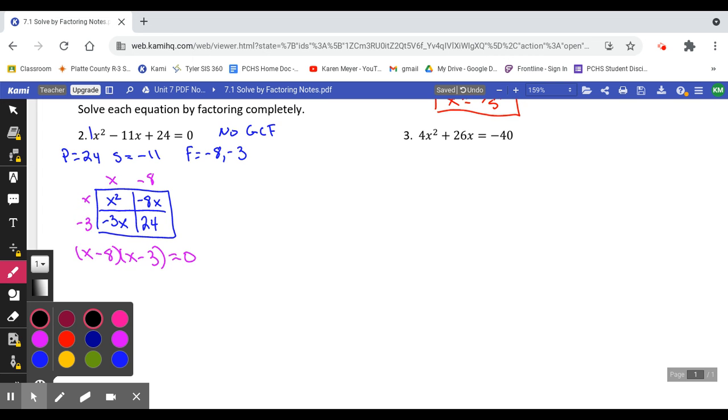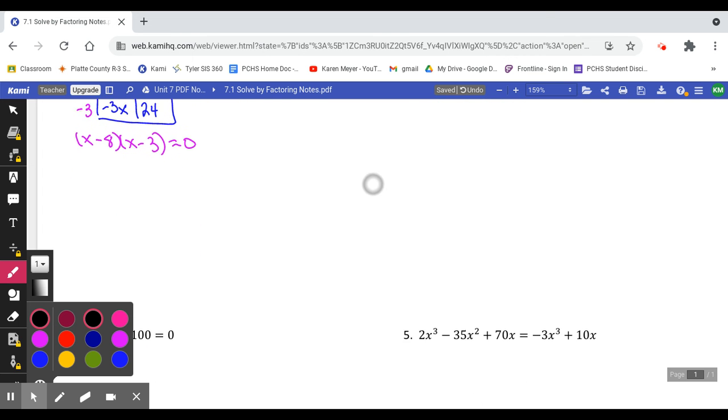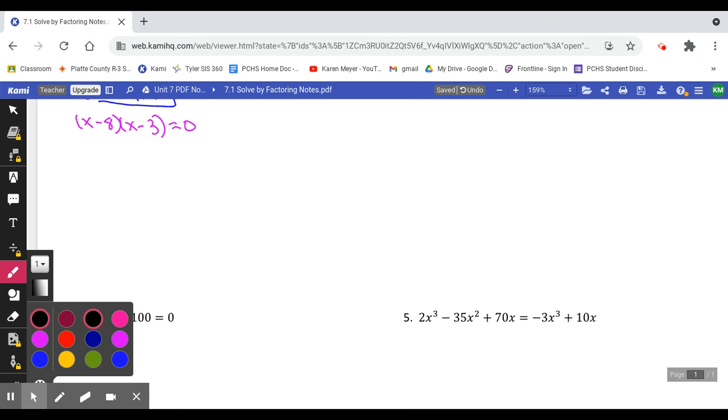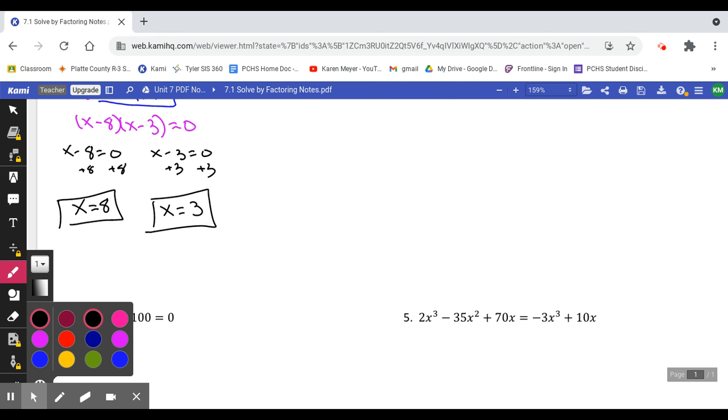And this is what we did in our last unit. So now the solving part is once you get to here, just take each parentheses, set it equal to 0, and then solve for the letter x. So add 8, so I get x equals positive 8. Add 3, and I get x equals positive 3. Done.